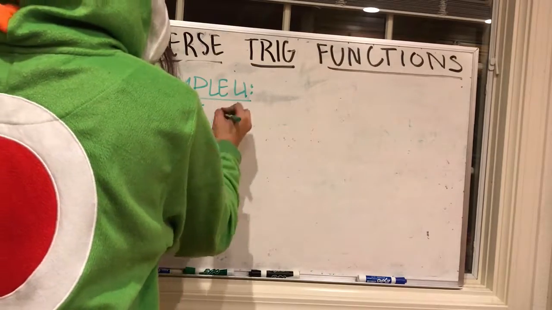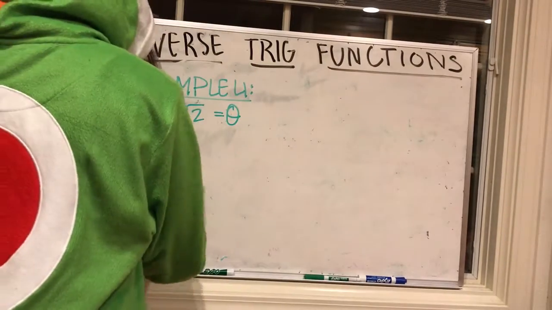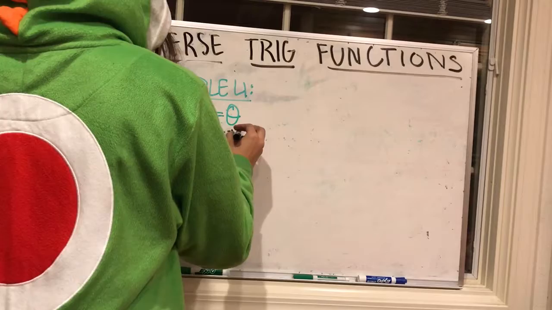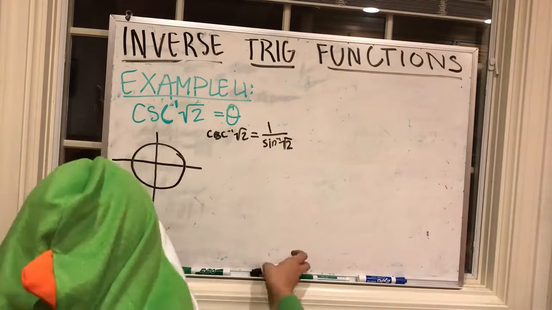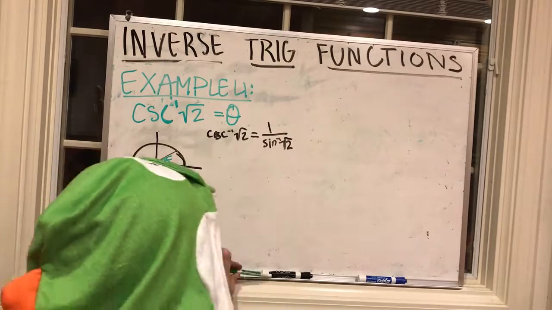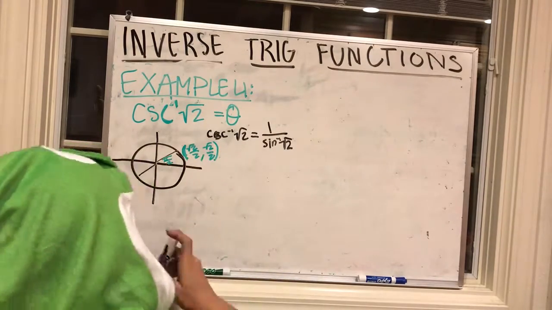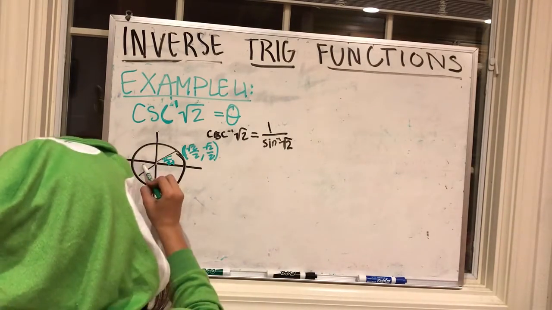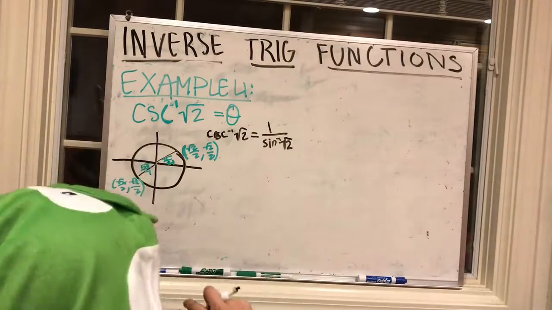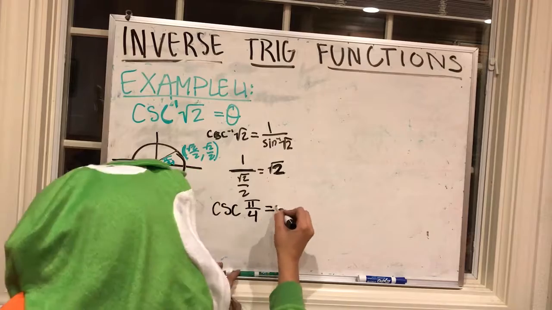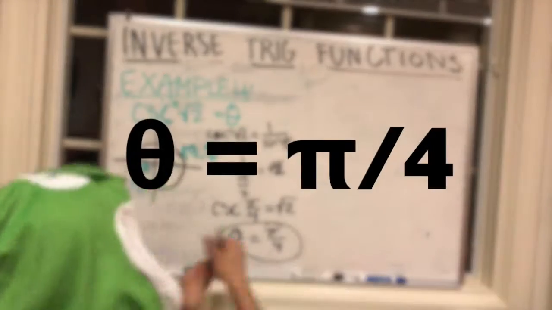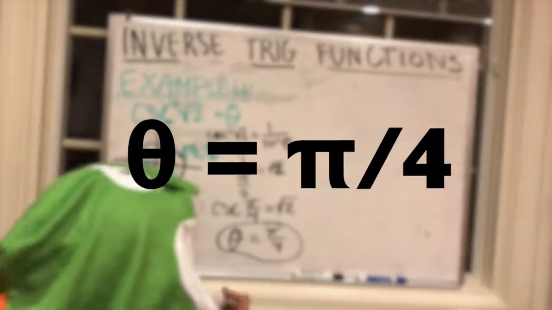We're looking for arc cosecant of root 2, and as we already know, cosecant equals 1 over sine. So we're looking for the values of theta where sine equals root 2 over 2. And in that situation, theta would have two solutions at pi over 4 and 5 pi over 4. But as we just learned, we can only have inverse values of cosecant on the right side of the unit circle. So the only answer would be theta equals pi over 4.